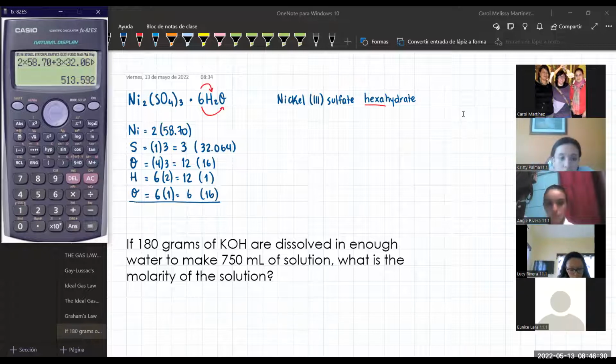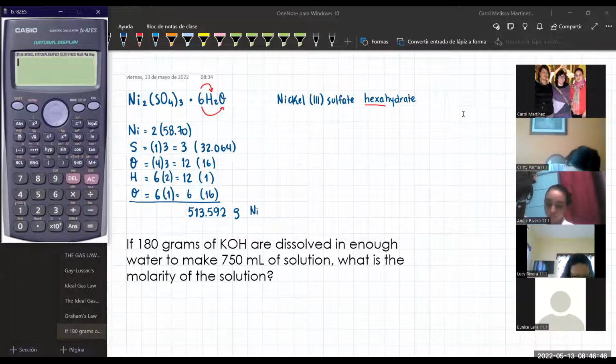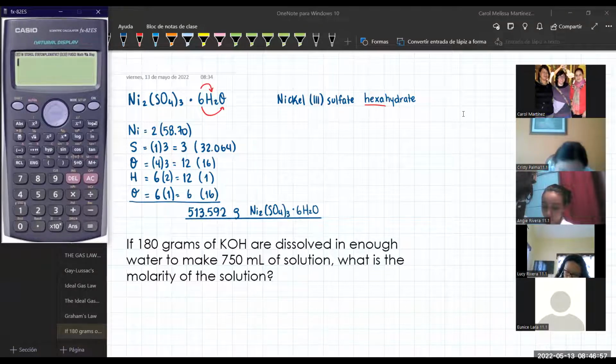Yes. 513.592, okay, grams of all that compound. So my point is that you don't need to spend so much time in calculating the molar mass.